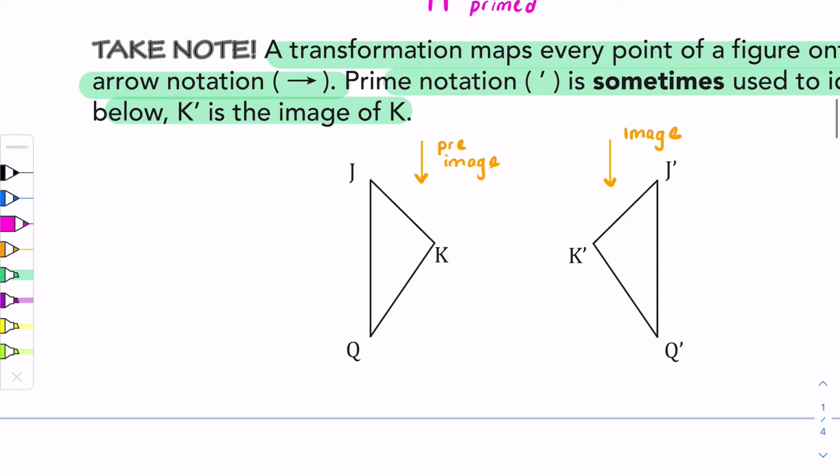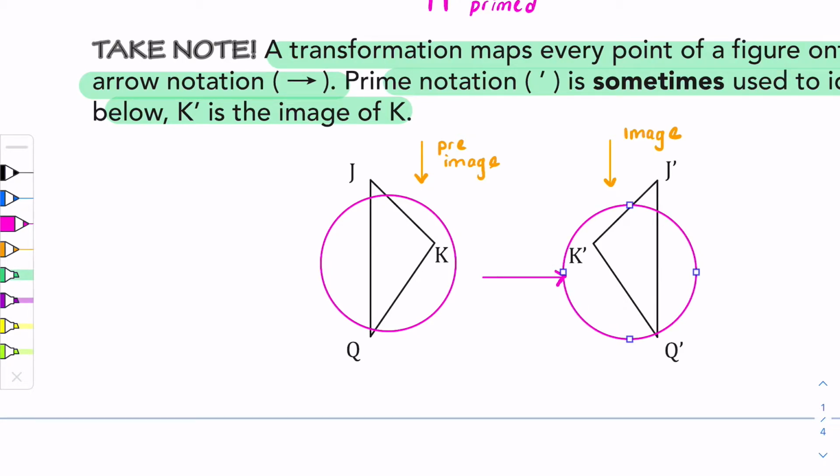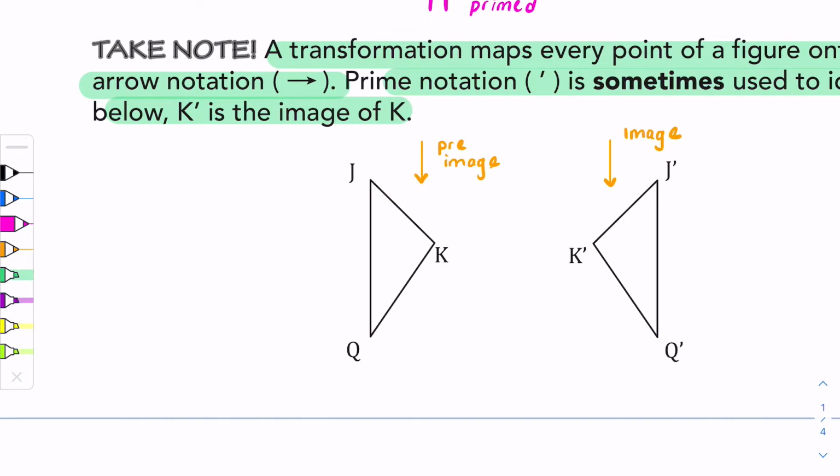Also, you have to be very specific when you are writing out the notation. So this triangle here maps onto this triangle here. And when we write our notation, we are going to write this as triangle JKQ using a triangle symbol. And then we're going to use an arrow. It maps onto triangle J prime, K prime, Q prime.